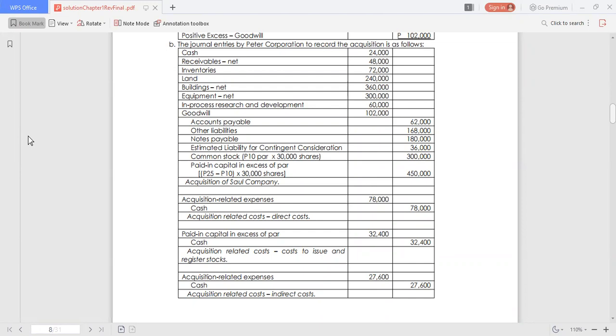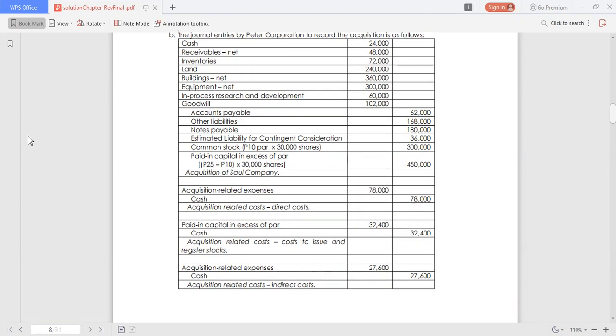Requirement letter C, prepare balance sheet immediately after the business combination.